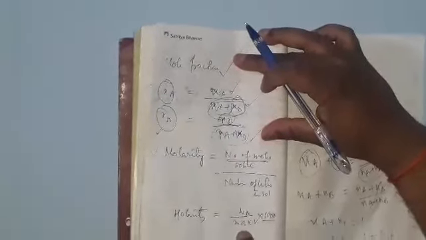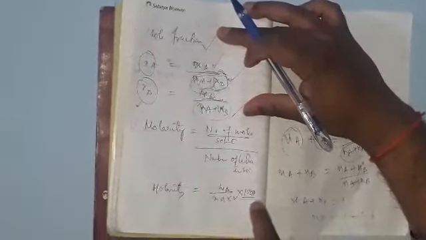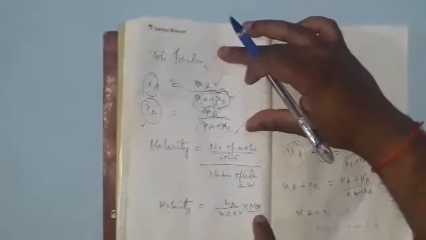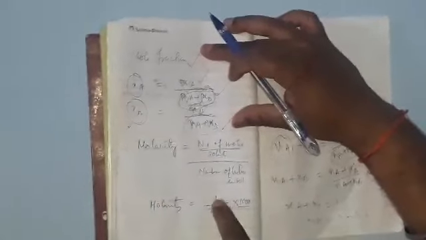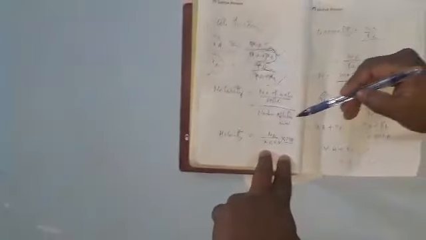So molarity equals WB divided by MB into V into 1000. This is the 1000, since 1 liter equals 1000 milliliters. WB is the weight of the solute, and MB is the molar mass, in 1 liter of your solution.